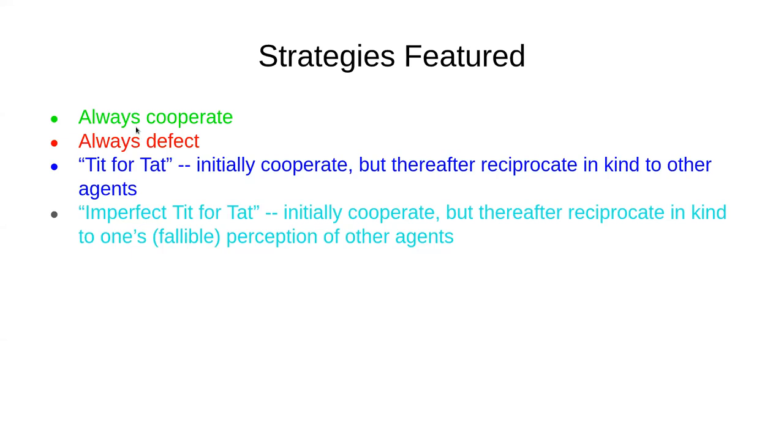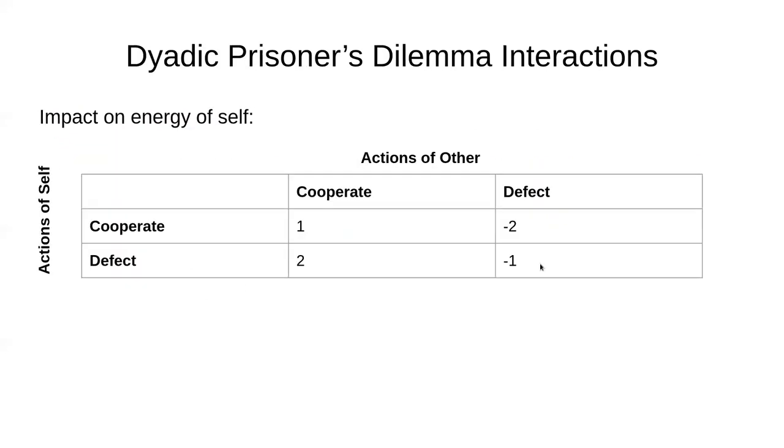Okay. Another type of neighbor is always defect. This is a cynical neighbor who's always pursuing the second row. You could think of them as kind of short-sightedly, narrowly selfish. They say, look, no matter what the other person is going to do for this round, I'm going to be better off if I defect. If the other person cooperates, I will get 2 points. My energy will go up by two. By contrast, if the other person defects, I will lose one instead of losing two. So narrowly speaking, they say, I'm going to defect, okay?